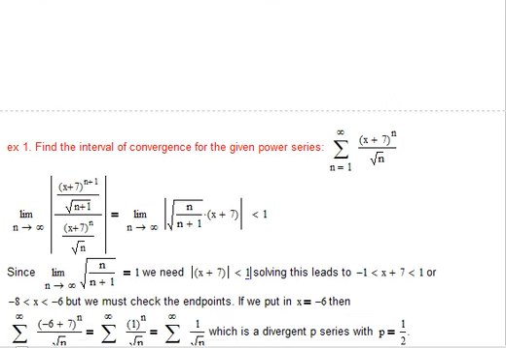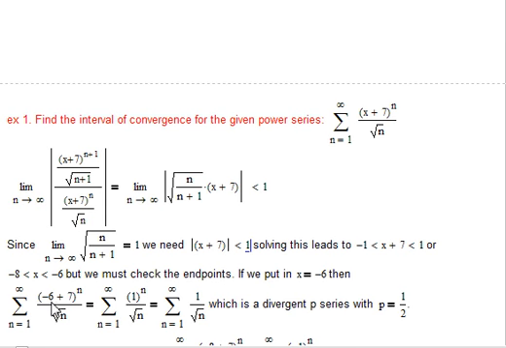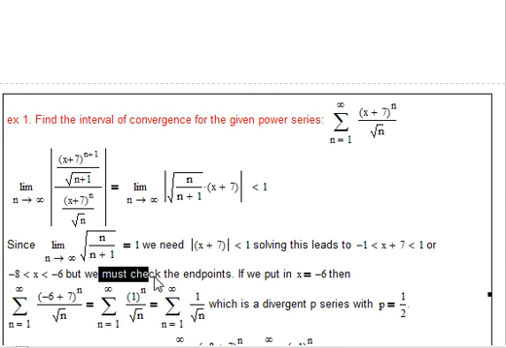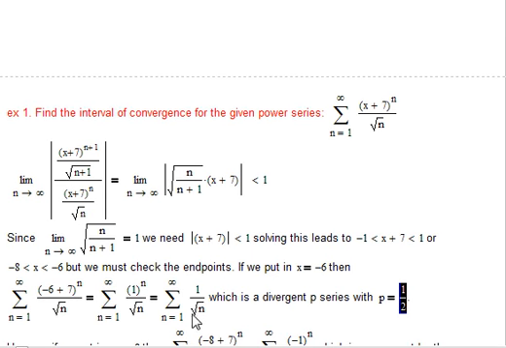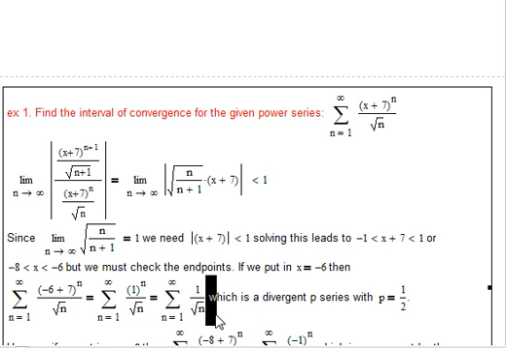Now when we subtract 7 from both sides, we get negative 8 less than x less than negative 6, but we must check the endpoints. So if we put in x equals negative 6, then we got 1 to the n, so that's just 1, over the square root of n, and that's a divergent p series. p is equal to 1/2. Remember, it's only convergent if p is greater than 1. You understand why p equals 1/2? The square root of n is n to the 1/2 power.